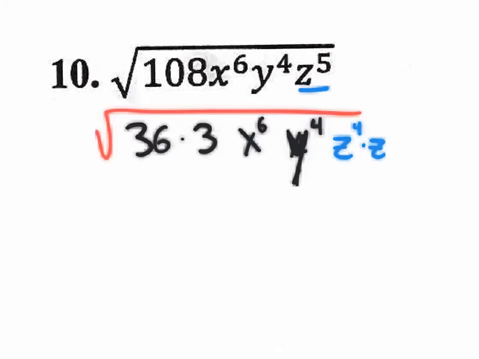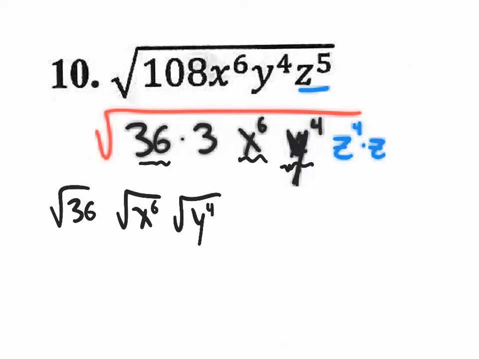Okay, so out of everything that's on the inside, whatever works out nicely, I'm going to take the square root of. So I'm going to do the square root of 36. I'm going to do the square root of this guy, square root of x to the 6th. I will do the square root of y to the fourth. I will do the square root of z to the fourth.